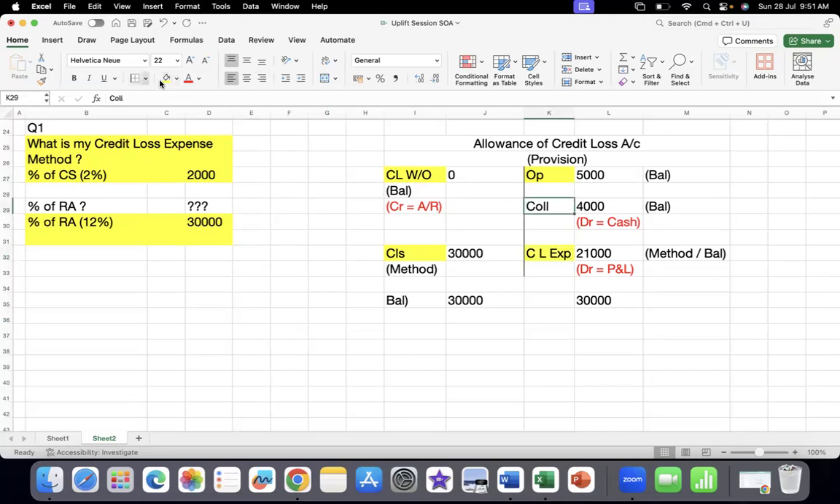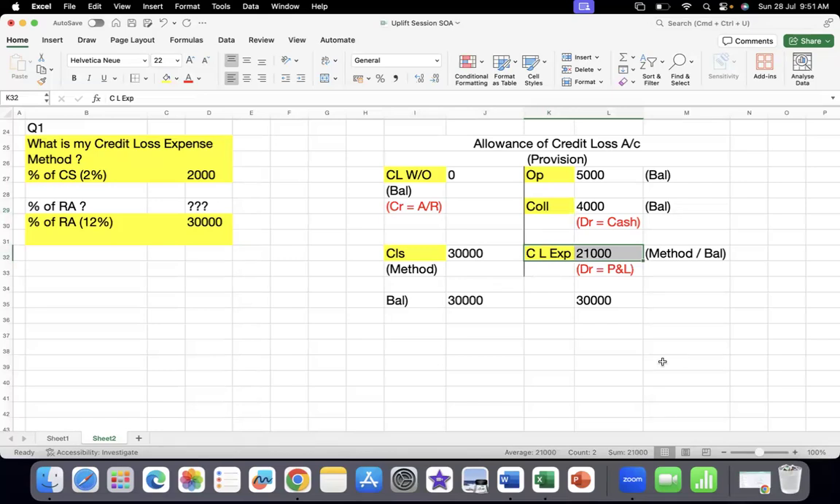And whatever information is given to you, just put the figures initially. Then ask yourself what is asked by the question. Does it have a method for it? If it has, it will either give you the closing balance or the expense figure, and the rest of the things can be taken as balancing figures.